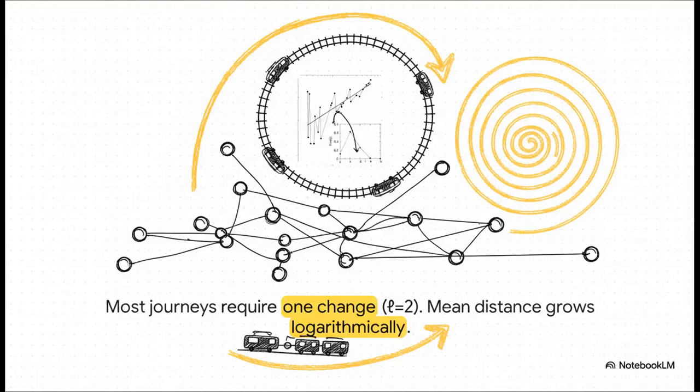And this graph really tells the whole story. First, just look at that small inset graph. See that massive spike at L equals 2? That's telling you that the most common journey in the entire system requires just one train change. Now look at the main graph. It shows that as the number of stations, n, gets bigger, the mean distance grows logarithmically. That's that gentle curve. It's not a steep, straight line shooting upwards, which means the network scales beautifully.